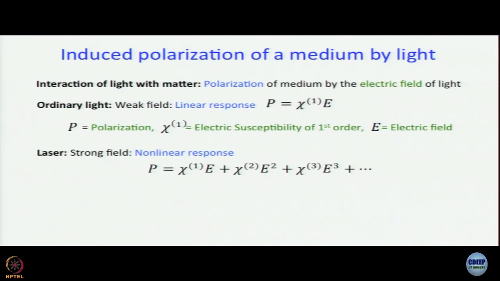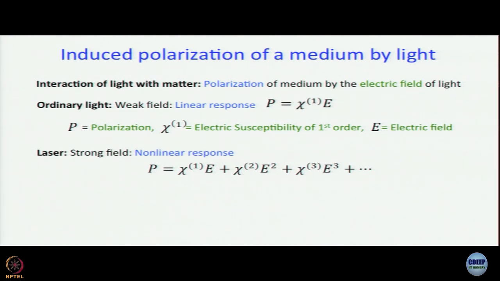Then you have something like this. You have a nonlinear response, P is equal to chi first order E plus chi second order E square plus chi third order E cube and so on and so forth. And the reason why you see this for high values of E and not for low values of E is that first order chi is much, much larger usually than second order chi, provided the second order chi is non-zero, we will come to that. Second order chi is generally much, much larger than third order chi and so on and so forth. So, that is why unless the E square term or in some cases E cube term can take over, unless the value of E is sufficiently large, you do not see the higher order terms.